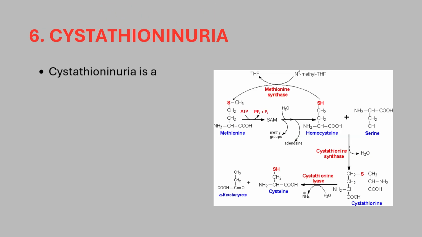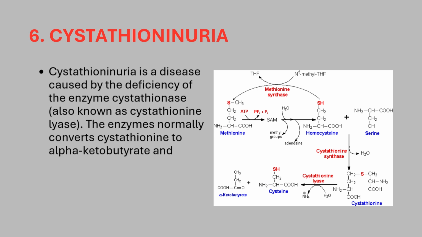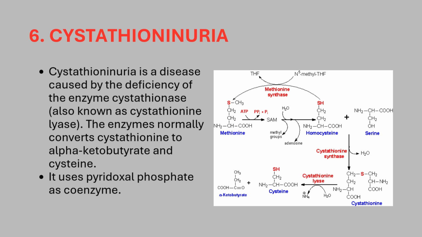Number 6. Cystathioninuria. Cystathioninuria is a disease caused by the deficiency of the enzyme cystathionase, also known as cystathionine lyase. The enzyme normally converts cystathionine to alpha-ketobutyrate and cysteine. It uses pyridoxal phosphate as coenzyme.